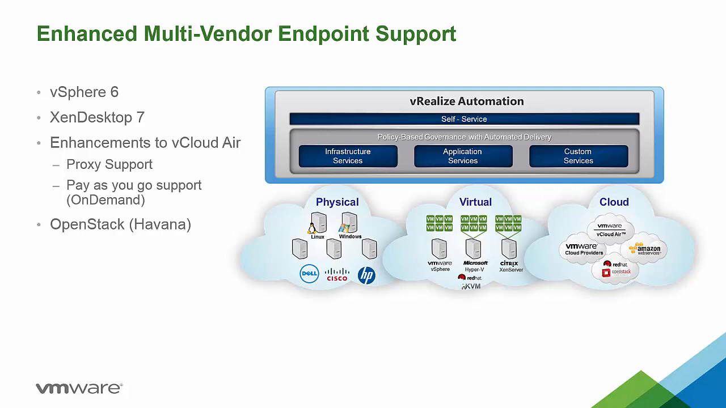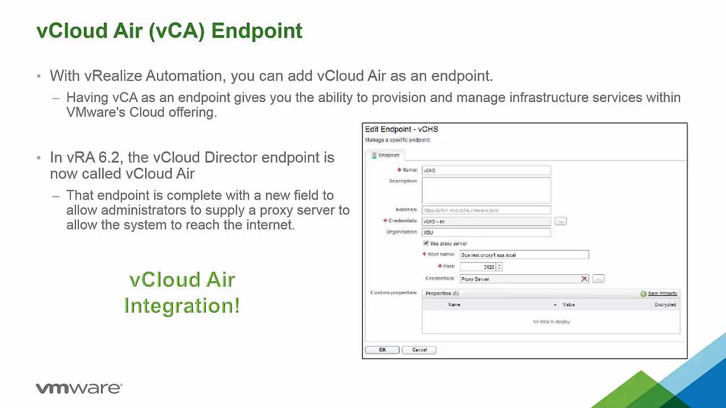So again, I talked about vRealize Automation having multi-vendor support for cloud environments. So again, enhanced multi-vendor endpoint support, but we also integrate with vSphere 6, the new version of vSphere, Zen Desktop 7, and we've worked on enhancing our integration with vCloud Air so that you can connect out and vCloud Air is just seen as an endpoint. And that includes our new vCloud Air On-Demand offering as well. And then you can also integrate in and see OpenStack Havana as an endpoint. So we're making it so that, not only right now while you're using the tool, but also in the future, you've invested wisely and you can still use vRealize Automation down the road with other vendors as well.